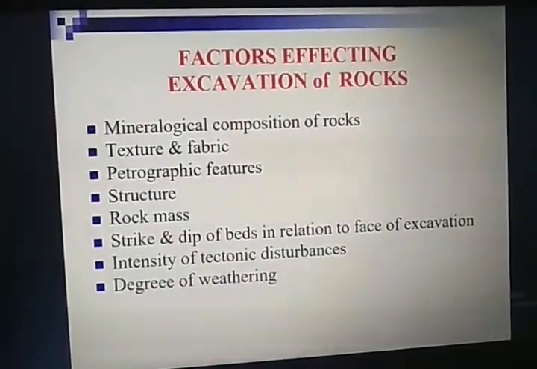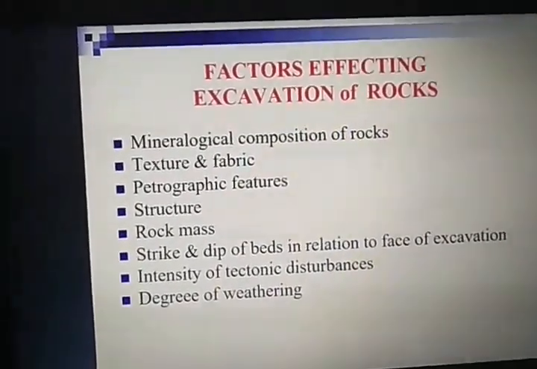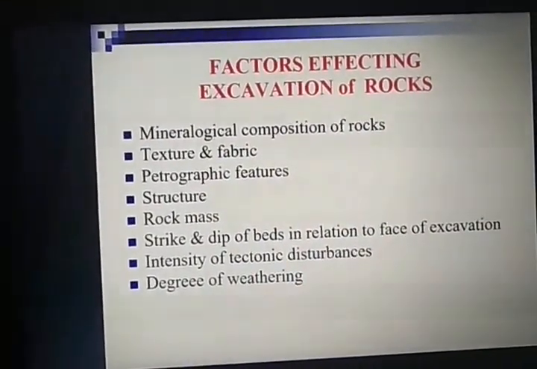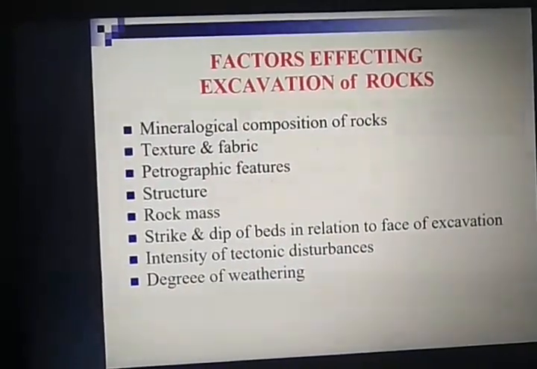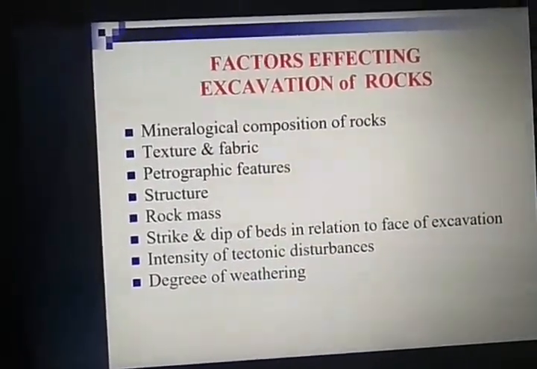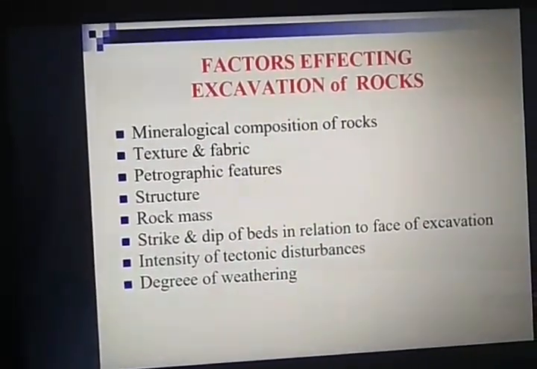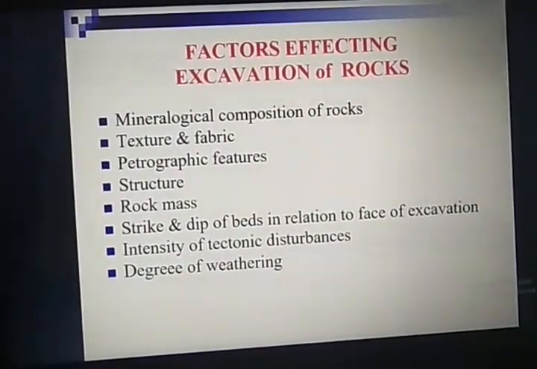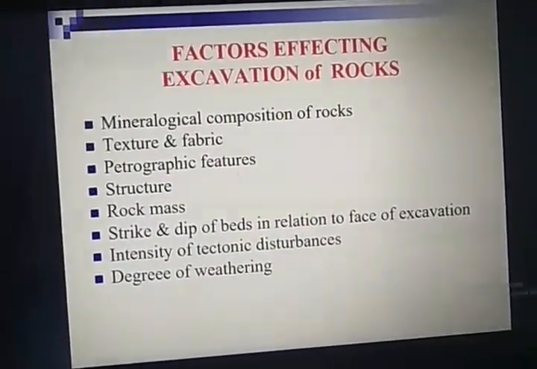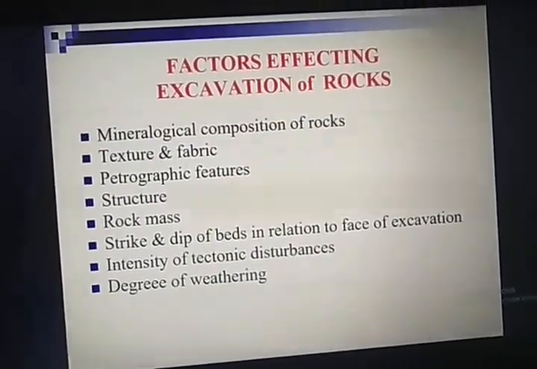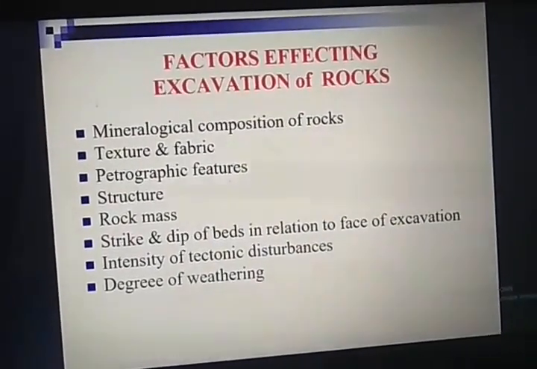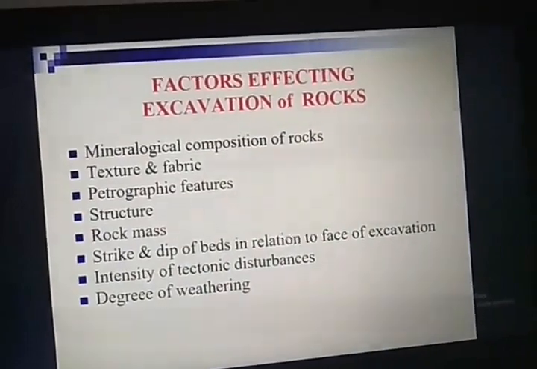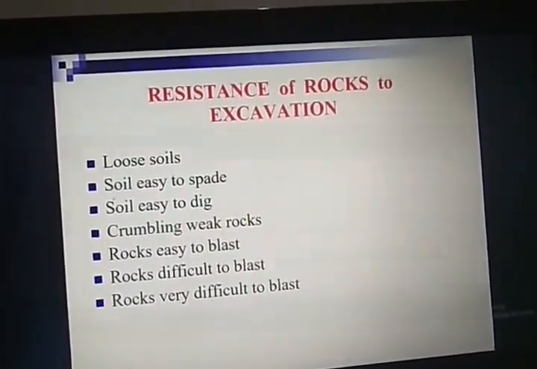Then the factors affecting the excavation of rocks when you are constructing the tunnel. These are the listed factors for rock excavation: mineralogical composition of the rock, texture, classification of the rock, fabric of the rock, petrographic features, structures, rock mass, meaning density of the mass, strike and depth of the beds, intensity of tectonic disturbance, and degree of weathering. So these are the factors affecting the excavation of the rock. Resistance of rocks to excavation.